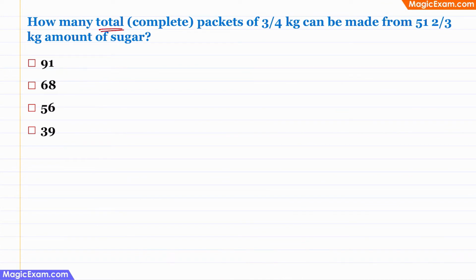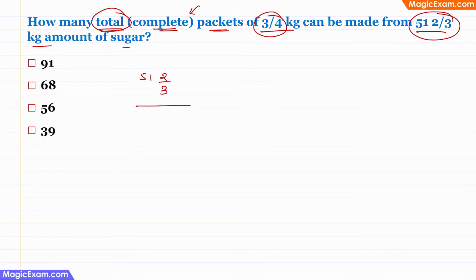How many total or complete packets of 3/4 sugar can be made from 51 2/3 kg amount of sugar? So this total or complete is indicating that any fractions or decimal points can be ignored when we do the calculation for this problem. So now here we have 51 2/3 kgs of sugar. Now we have to divide this by 3/4 because we have to make packages which have 3/4 kilos in them.